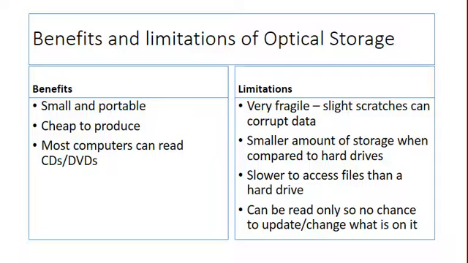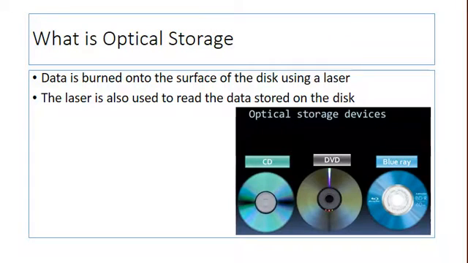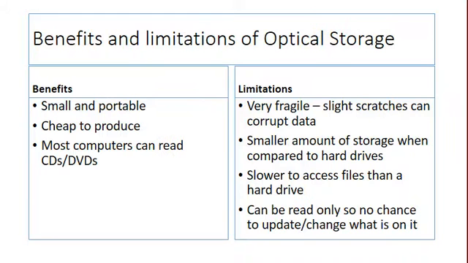Majority of the time, there's a smaller amount of storage when compared to hard drives. If we think back to CDs, the maximum capacity they could have is 700 megabytes. DVDs can go up to 4.2 gigabytes. If you're thinking about the drives which are available today, where they're measured in the terabytes, it really is a smaller amount of storage which is there.